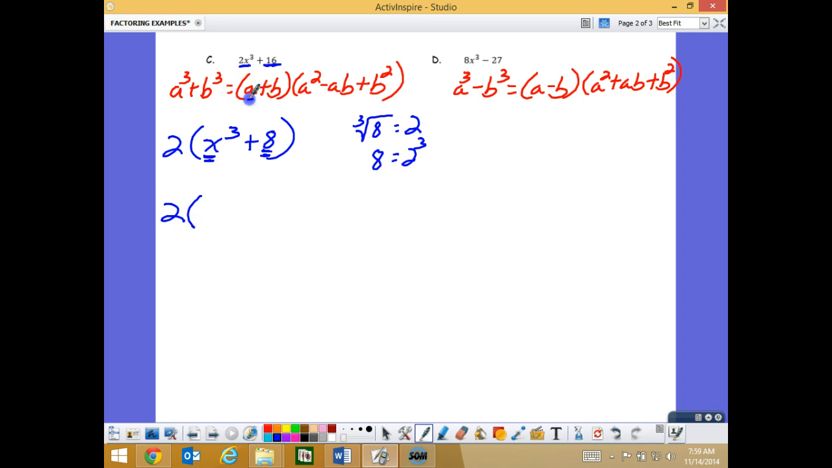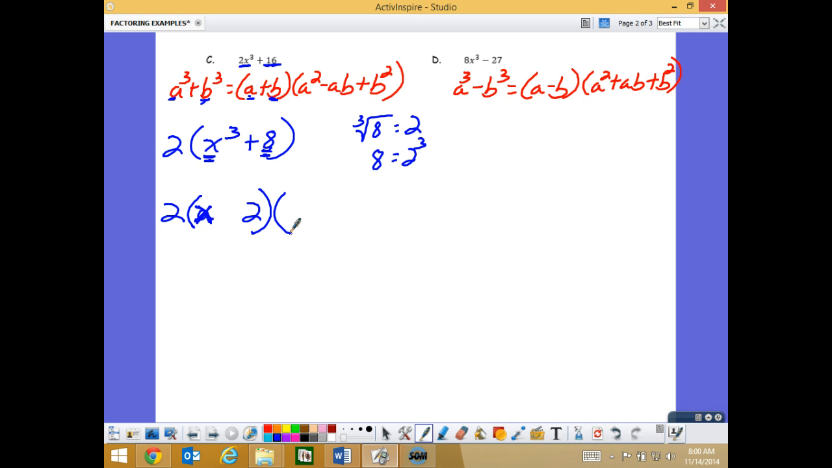Now you realize in this first set of parentheses, we basically have the cube roots of what we have here. The cube root of a cubed is a, the cube root of b cubed is b, so the cube root of x cubed will be x. The cube root of 8 is 2. That's the first set of parentheses.